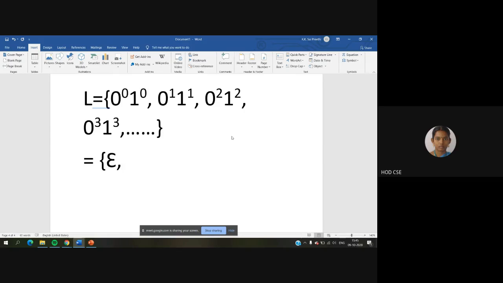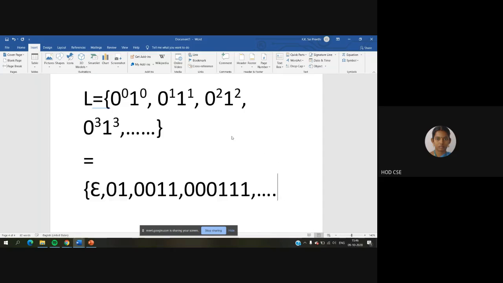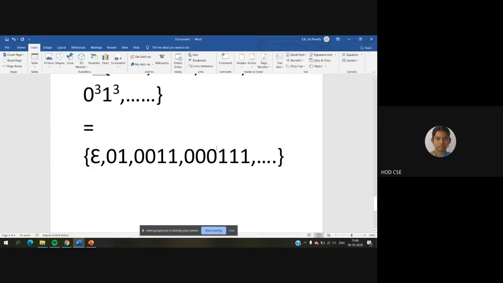Okay, come on. Next, 0 power 1, 1 power 1. What is the resultant string you are getting? Here power means how many times the respective symbol is repeated. 0 power 1 means what? 0, 1. Very good. Yes, 0, 1. Next, 0, 0, 1, 1. Very good. Next, 0, 0, 0, 1, 1, 1. Okay, likewise it goes. It is infinite. This is the result of the language. Very good. Once you get clear about it, it is very easy to design the machine.